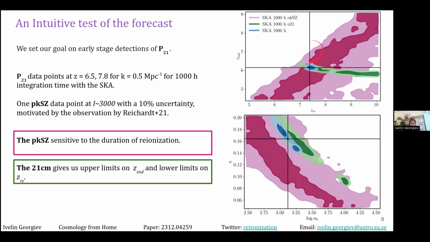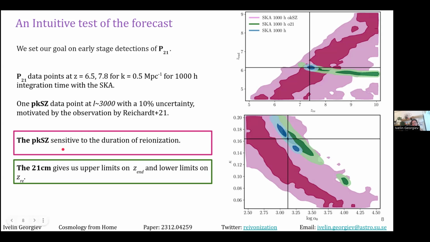So we get tight constraints on the endpoint and the midpoint of reionization, and we can constrain the characteristic scales and the amplitude of the electron density power spectrum. But it's very intuitive and interesting to also use the forecast to try to understand which component does what.